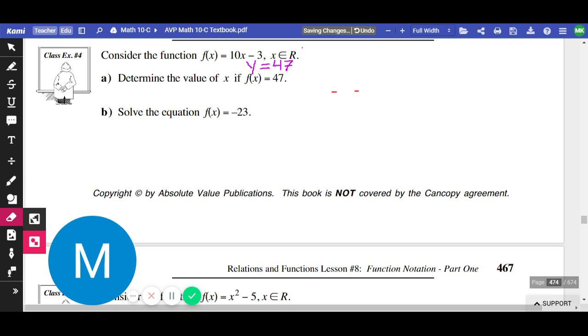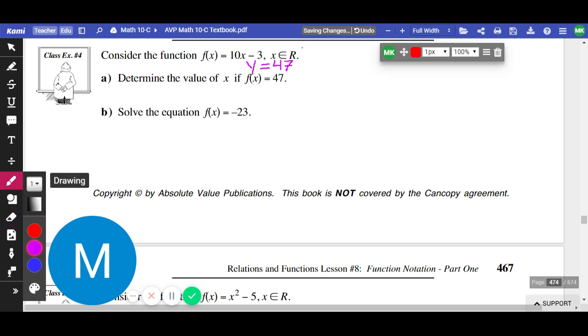So you're going to go to this equation. You're going to change f of x to be 47. So you now have this. You have 47 equals 10x minus 3. That's how you substitute an output value in. From there, you figure out what your input is, or what your x value is.